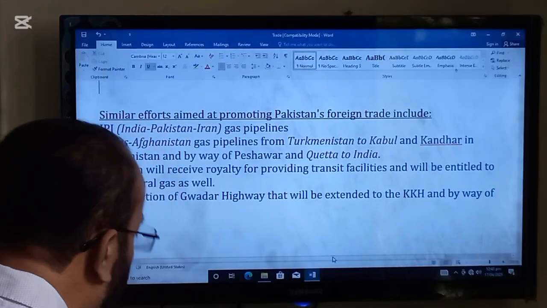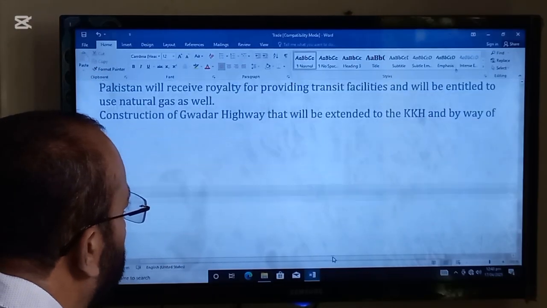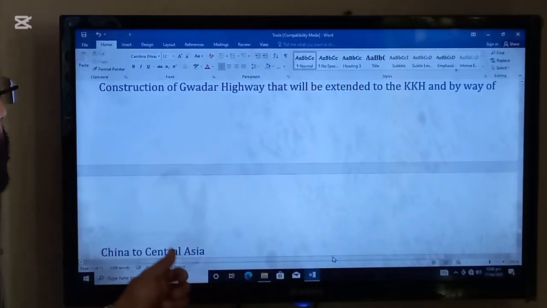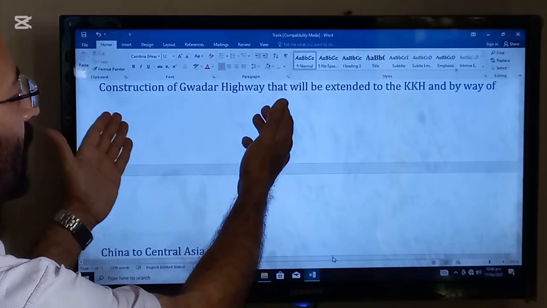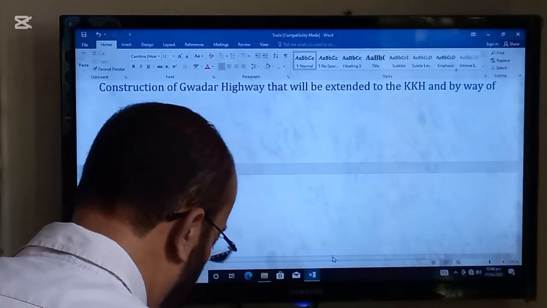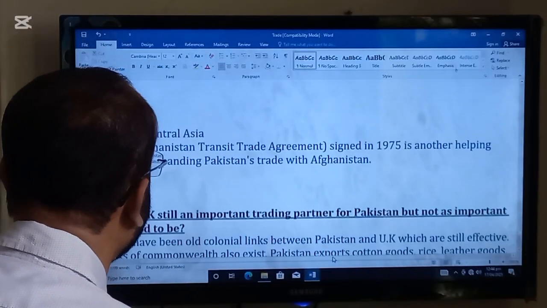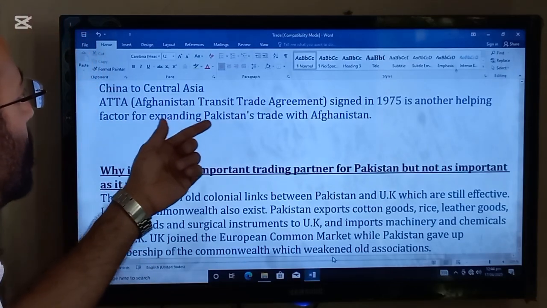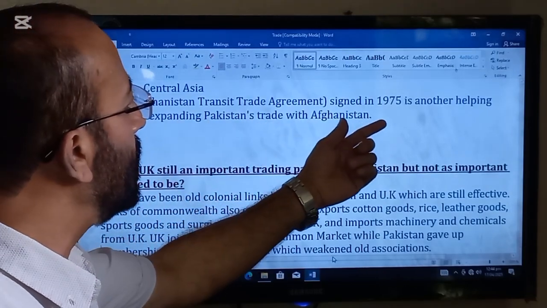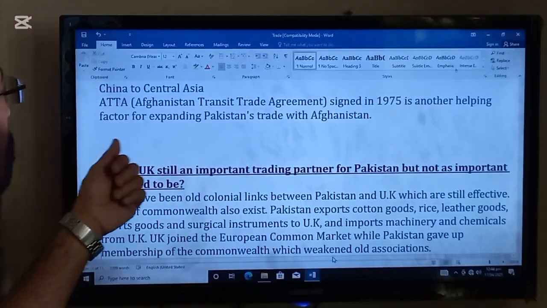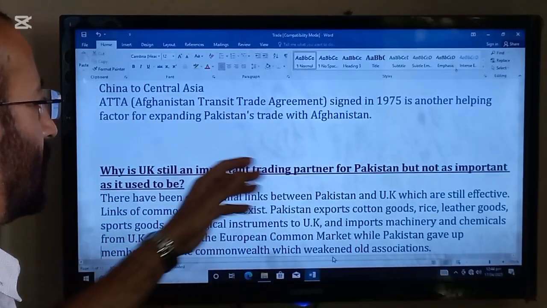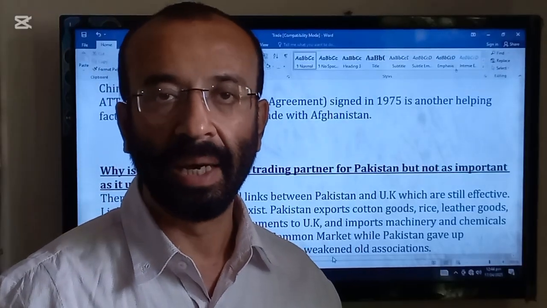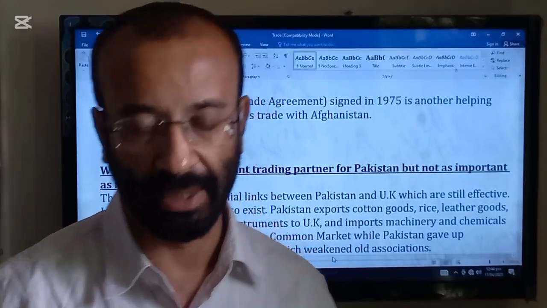Construction of the Gwadar highway, that will be extended to the KKH and by way of China to Central Asia. So if we develop the Gwadar highway, this will be very helpful in promoting our foreign trade. Next is ATA, that is the Afghanistan Transit Trade Agreement signed in 1975, another helping factor for expanding Pakistan's trade with Afghanistan. So these are some points through which we can increase our foreign trade.